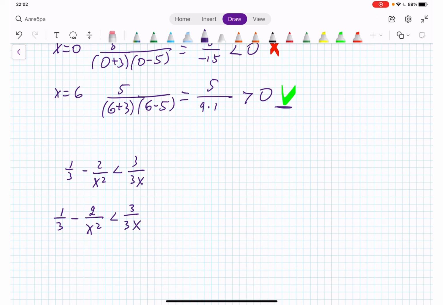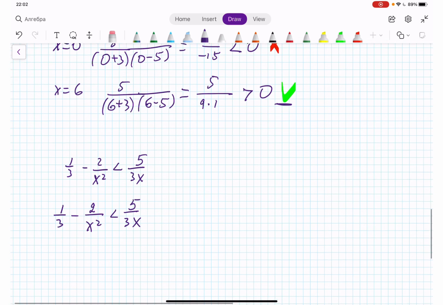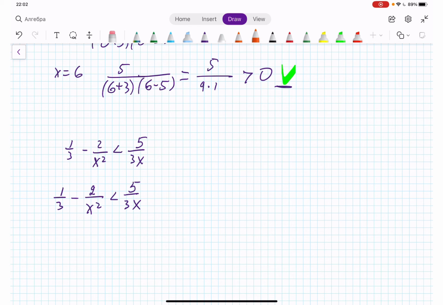Oh, okay, it's supposed to be 5. Hold on, I'm looking, why is it 3 and 3? How does it make sense? Original has 3 and 3, numerator, denominator. Okay, less than 5 over 3x. So common denominator 3x squared, which means here we multiply by x squared, here multiply x squared, here we multiply by 3, and here we multiply by x and x.